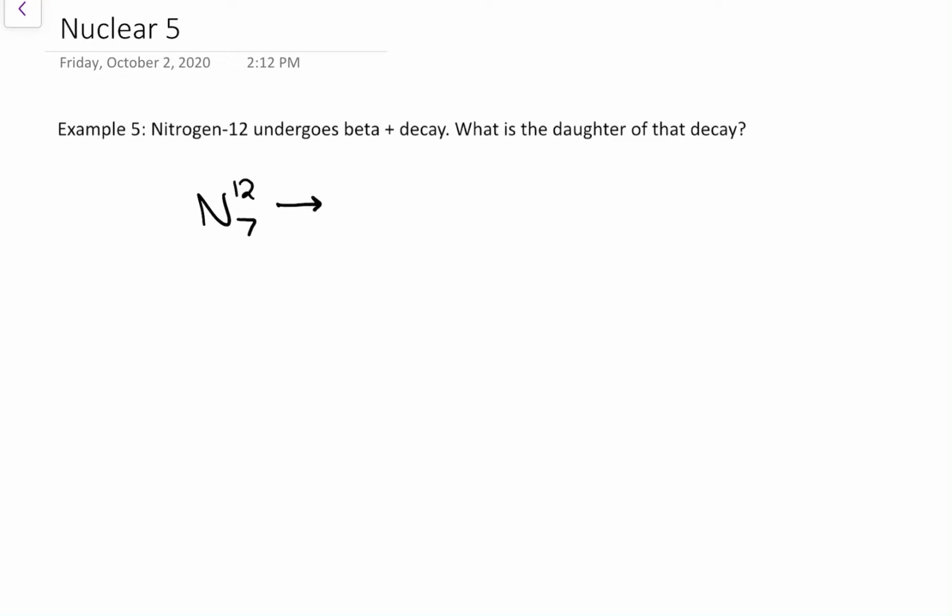This one breaks down, goes through a beta positive decay. Beta positives have a mass of 0. They're very light, just like an electron. For a beta positive, it's got a positive charge. To show that, we put a +1 down here. Really, if we think logically, what happened was one of the protons changed into a neutron and a positron.